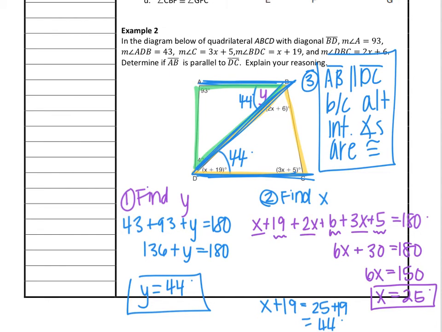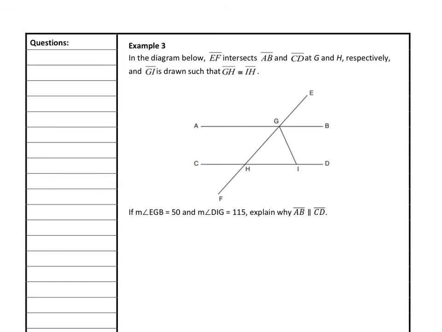If you flip it over, we'll see another example here with explaining or proving lines that are parallel. So this one came straight from a Common Core exam. It says in the diagram below, EF intersects AB and CD at G and H respectively, and GI is drawn such that GH is congruent to IH. If the measure of angle EGB is 50, so let's find that angle and mark it. And DIG is 115. Explain why AB is parallel to CD.